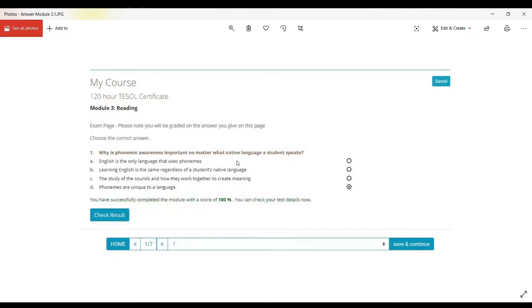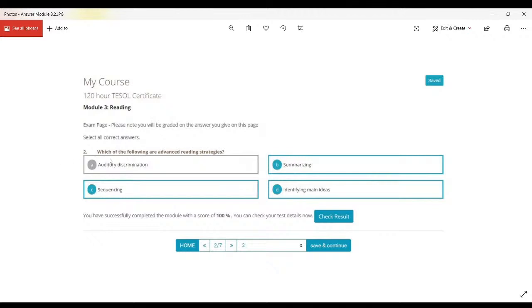So natapos na natin yung module 3. Ngayon mag-e-exam na tayo. Are you ready? So let's see kung tama yung mga sagot nyo. Number 1, why is phonemic awareness important no matter what native language a student speaks? There's only one answer, which is letter D. Phonemes are unique to a language. Check result, save and continue.